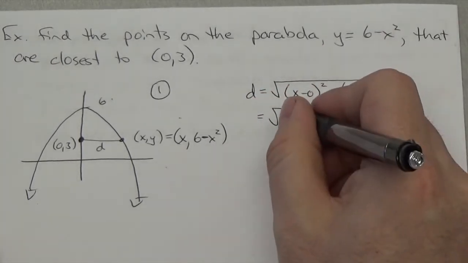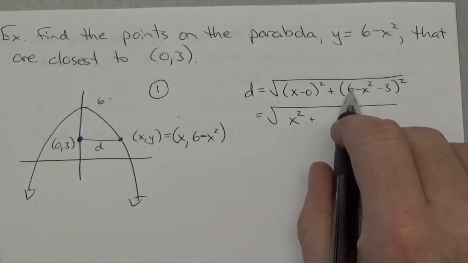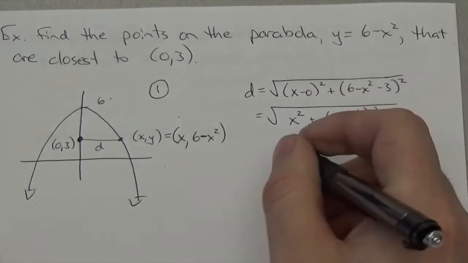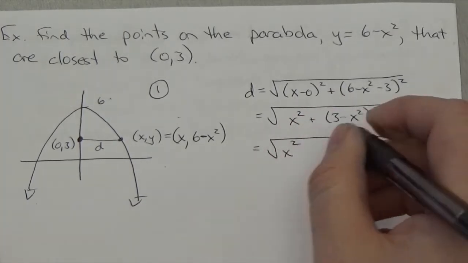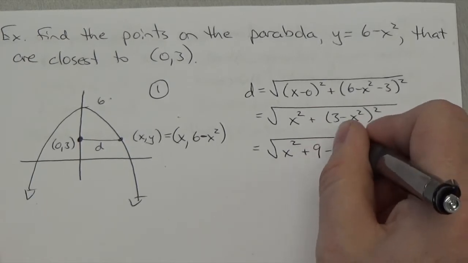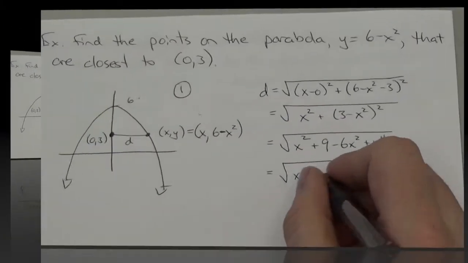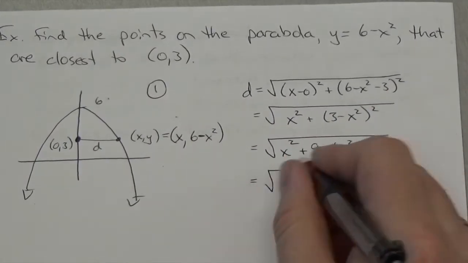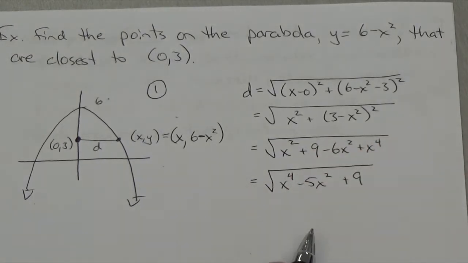So my distance is going to be the square root of x squared plus, well, this is going to be 6 minus 3, so this will end up being (3 minus x squared) squared. I can simplify that a little bit further. For example, I can make that 9 minus 6x squared plus x to the 4th. And then I will write this in a form that's a little bit more useful to me. I'll write this as x to the 4th minus 5x squared plus 9.